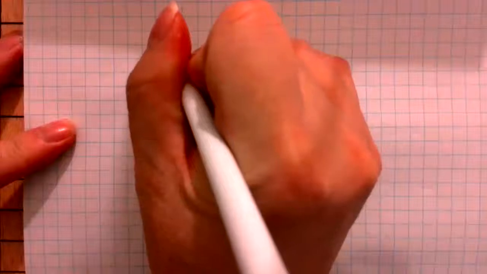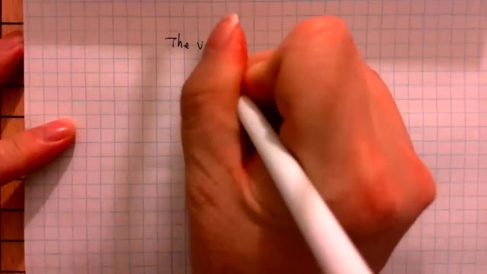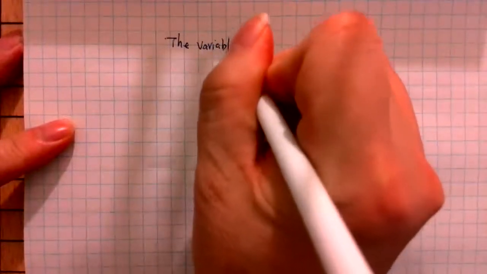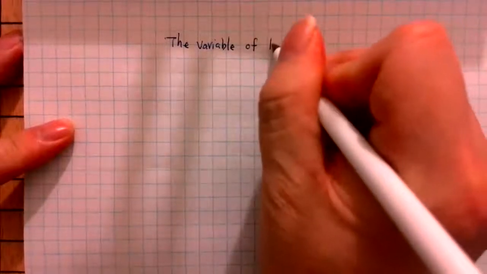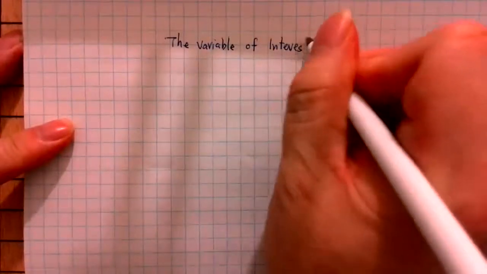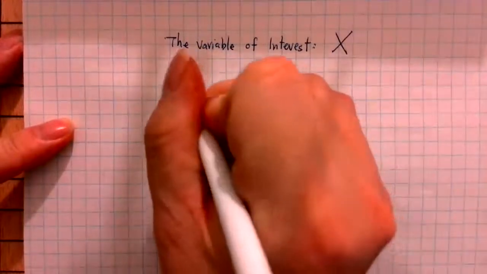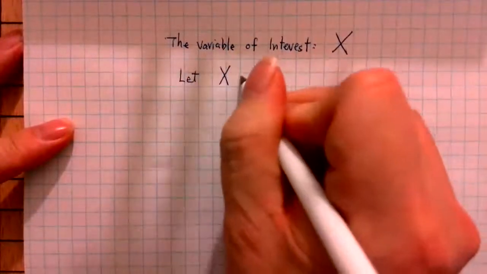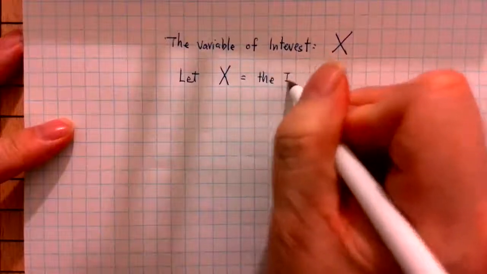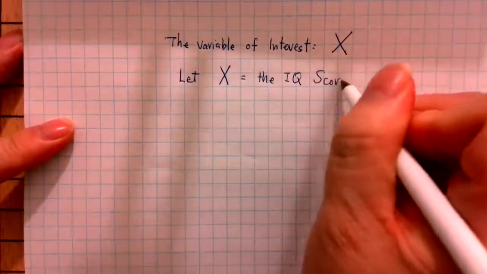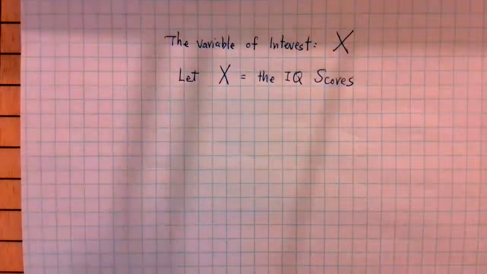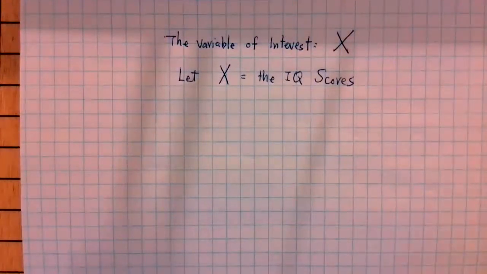Okay, review what we did last time. The variable of interest is x. Let x be the IQ score. IQ scores are normally distributed with mean equal to 100 and standard deviation equal to 15.